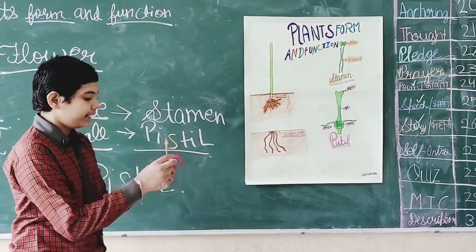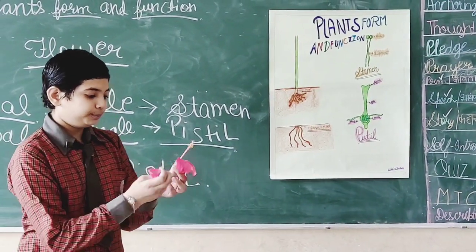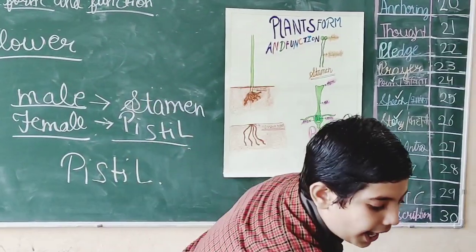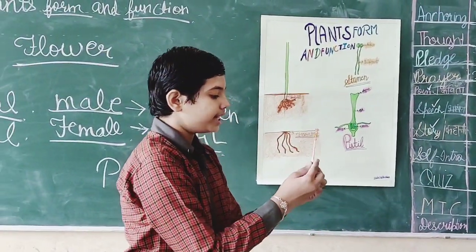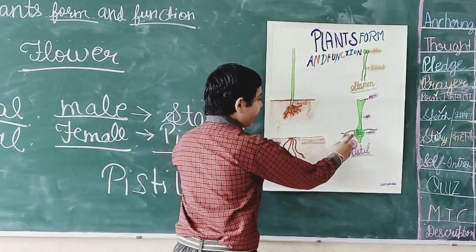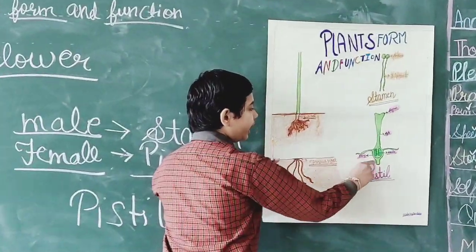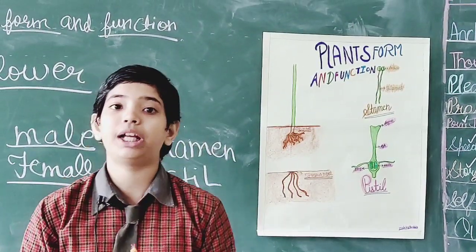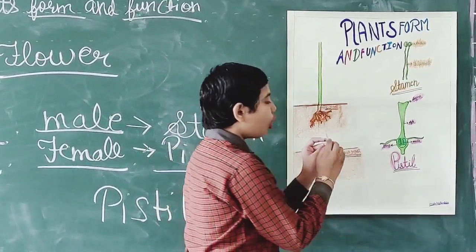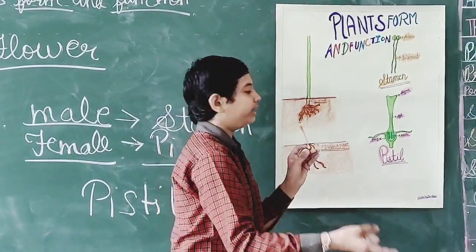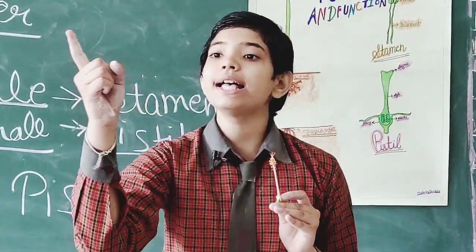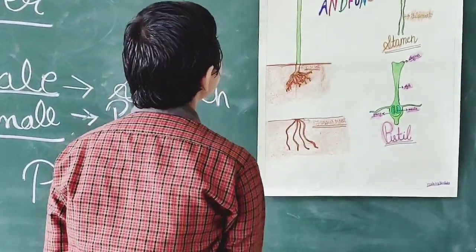As you can see in this flower, this is called ovary. In the ovary there are many ovules, which will become the seed.